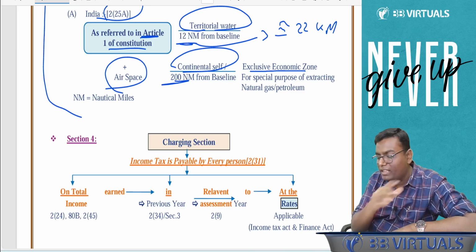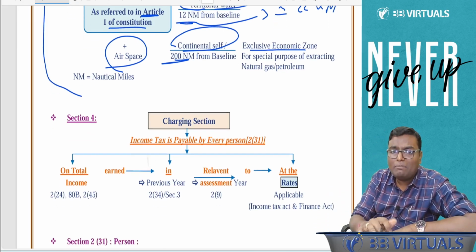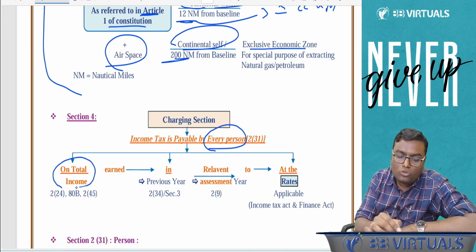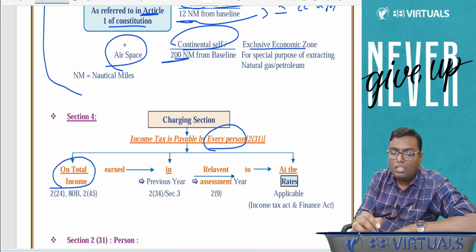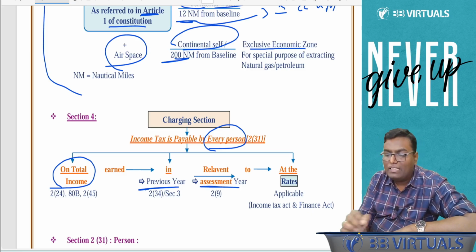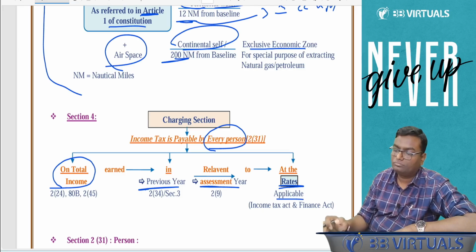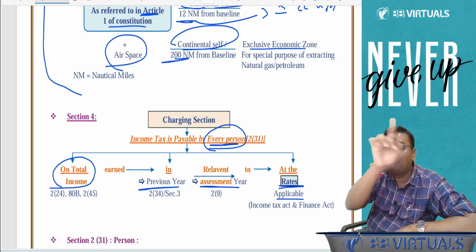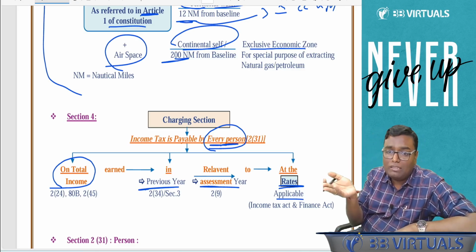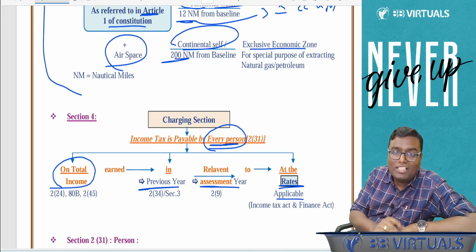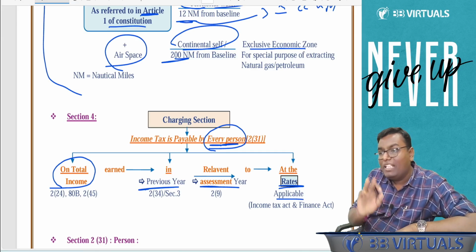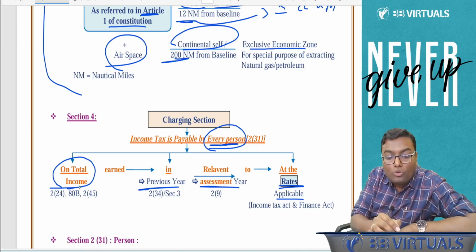See what I have written over here. Income tax is payable by every person on his total income earned in the previous year relevant to the assessment year at the rates applicable. Means first of all, they said every person is supposed to pay income tax. If you are a person, income tax is applicable. If you are not a person, income tax is not applicable. Income tax is applicable on what? On your total income.